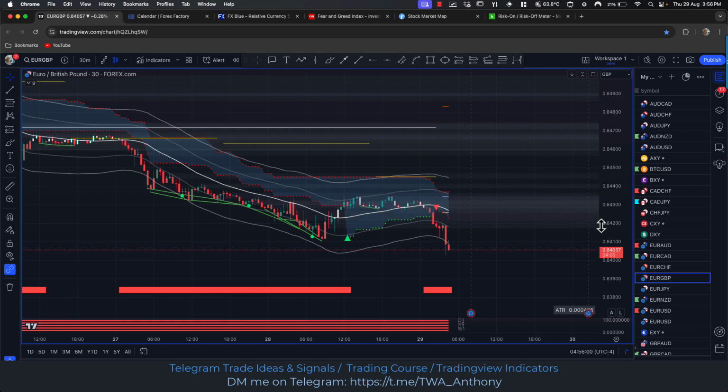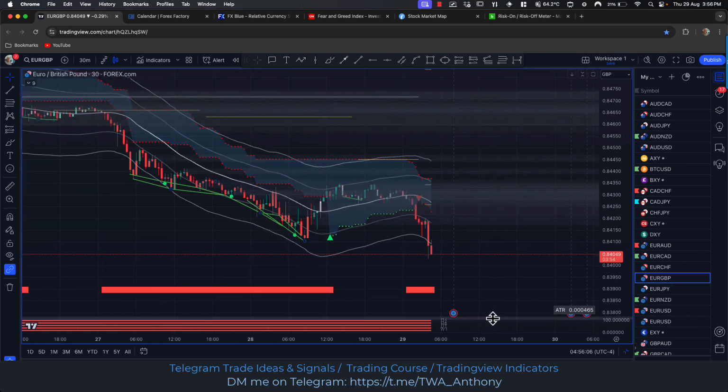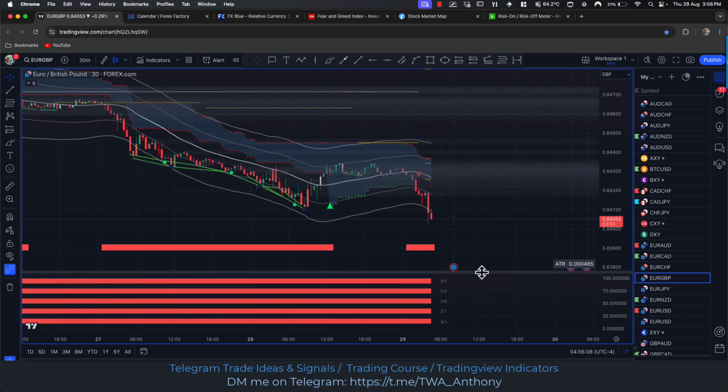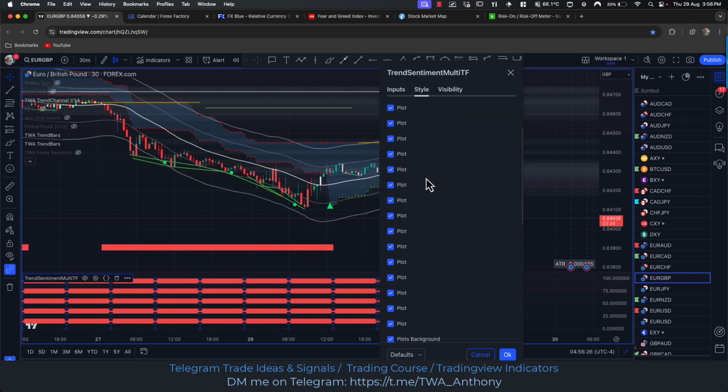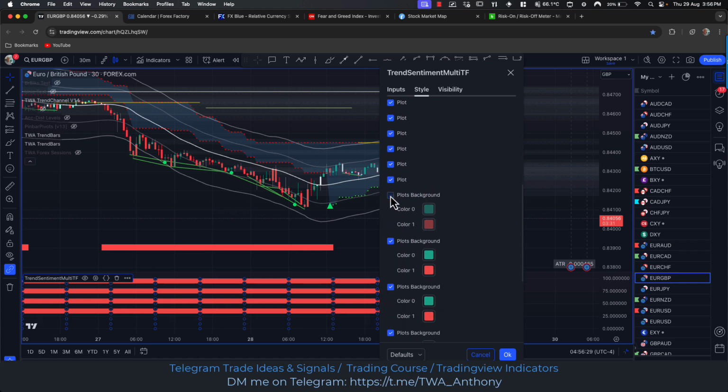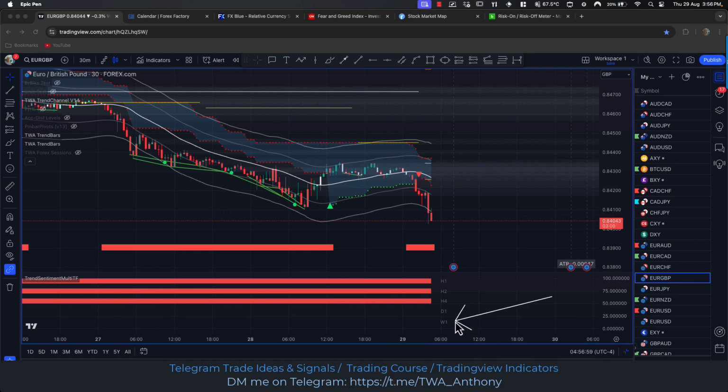I like the 30, and what we're going to do is open up this indicator down here, go to the settings, and take out the weekly and the daily. So we go down to the weekly and daily, go OK. You can see now that the weekly and the daily have disappeared off this chart. I only want the 4H, the 2H, the 1H. I'm mainly interested in the 4 and the 2.